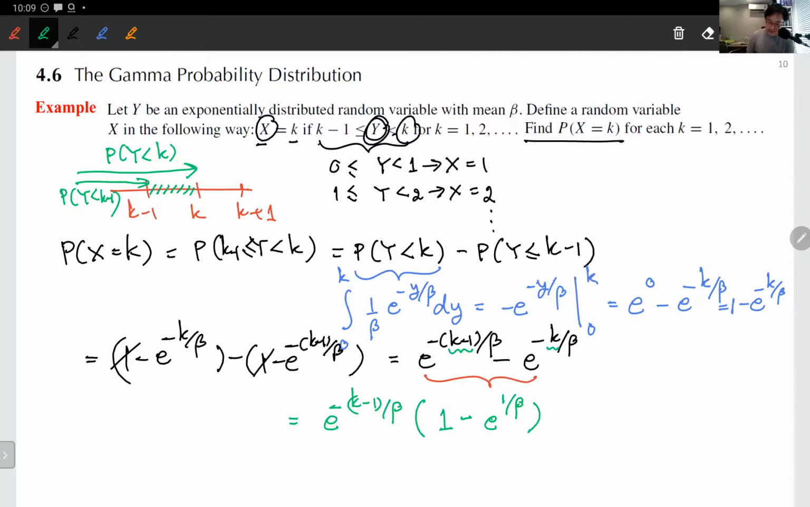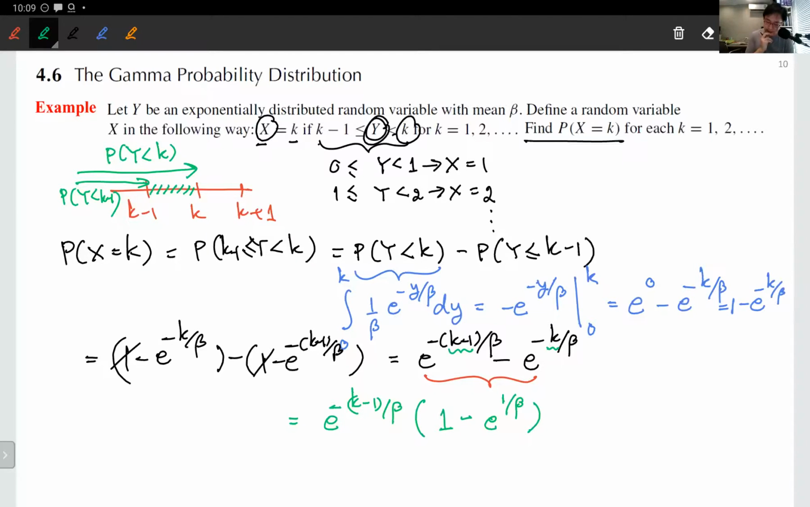It has 1 over beta, pretty much, yeah? 1 over beta. Oh, there is a negative sign there. Sorry. Okay, there is a negative sign there. Is that right? There is some connection that is so nice. I want you to see it.